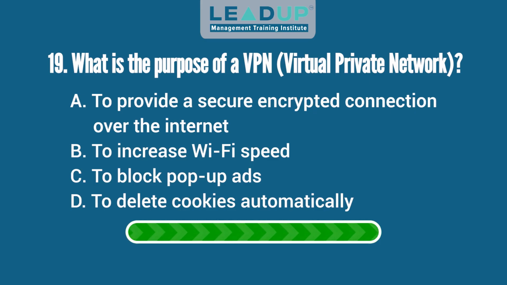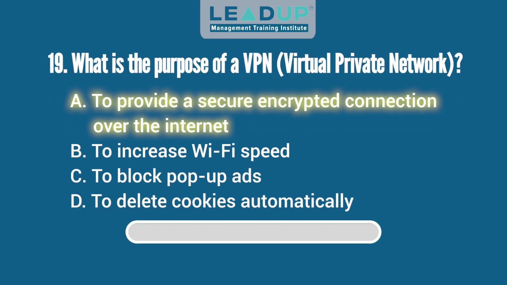Question 19. What is the purpose of a VPN, virtual private network? A. To provide a secure encrypted connection over the internet. B. To increase Wi-Fi speed. C. To block pop-up ads. And D. To delete cookies automatically. Answer: to provide a secure encrypted connection over the internet.